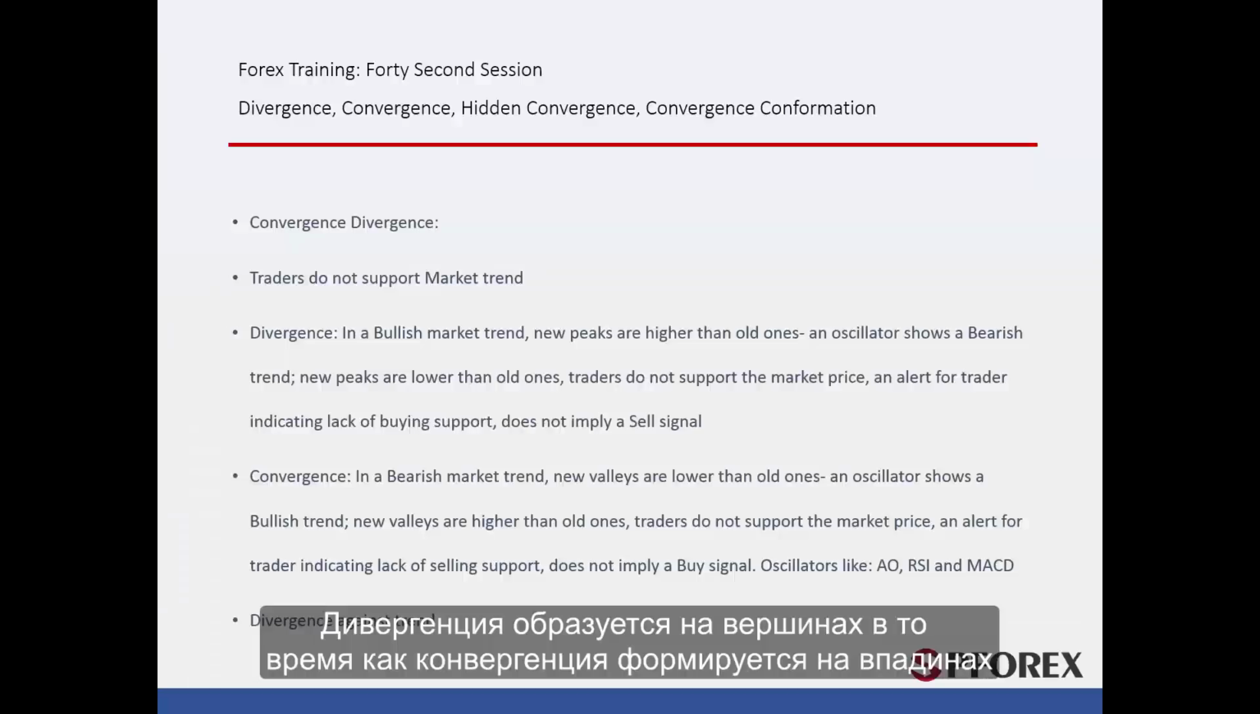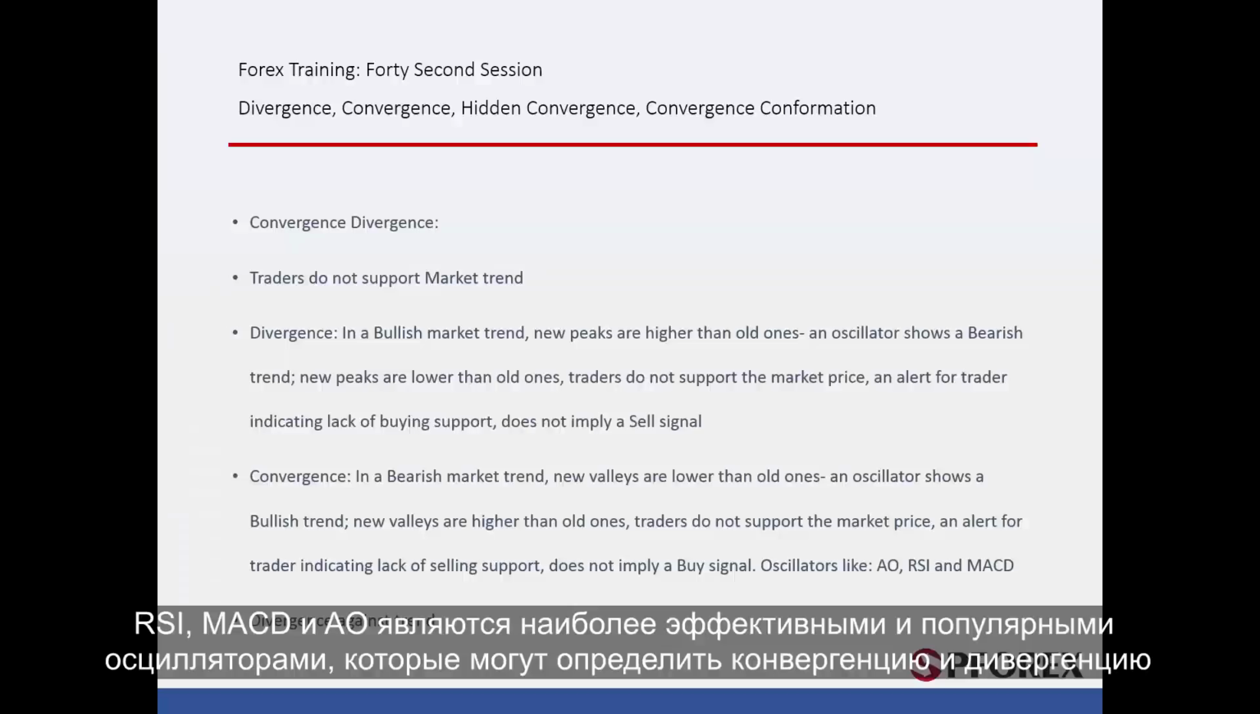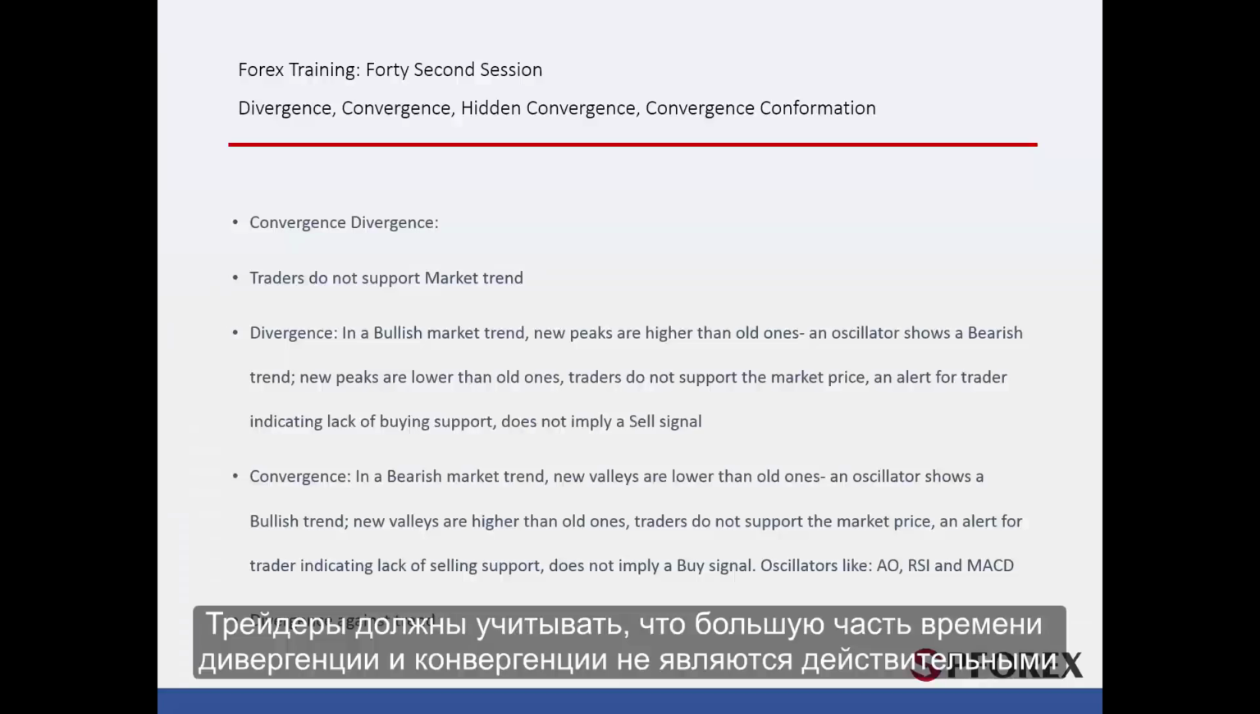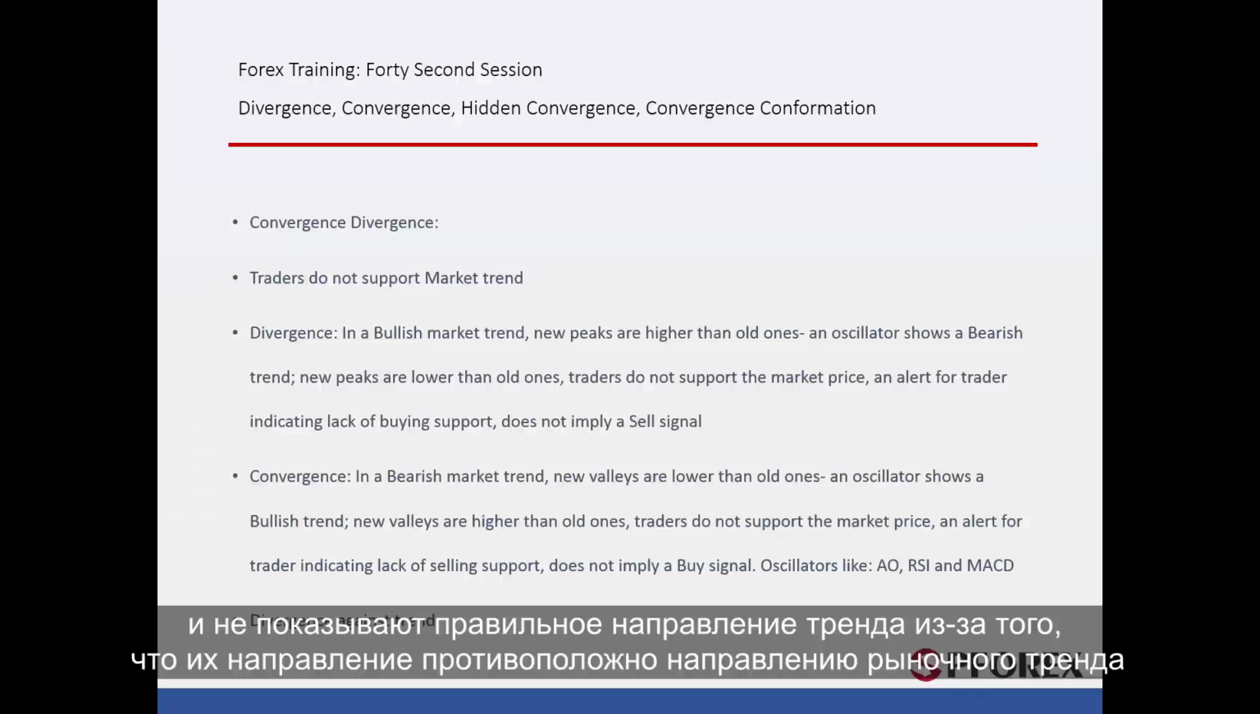Divergence is formed on peaks, while convergence is formed on valleys. RSI, MACD, and AO are the most effective and popular oscillators which can detect convergence and divergence considerably. Traders must consider that most of the time divergence and convergence are not valid, and they do not show the correct trend direction due to the fact that they have the opposite direction of a market trend.